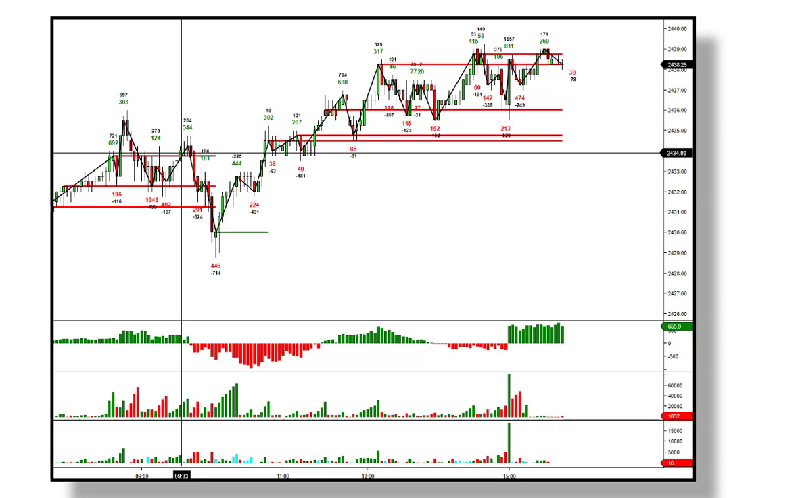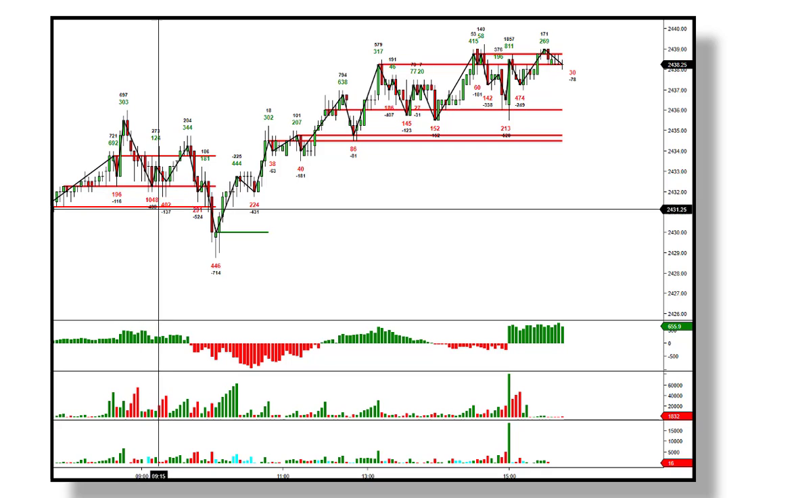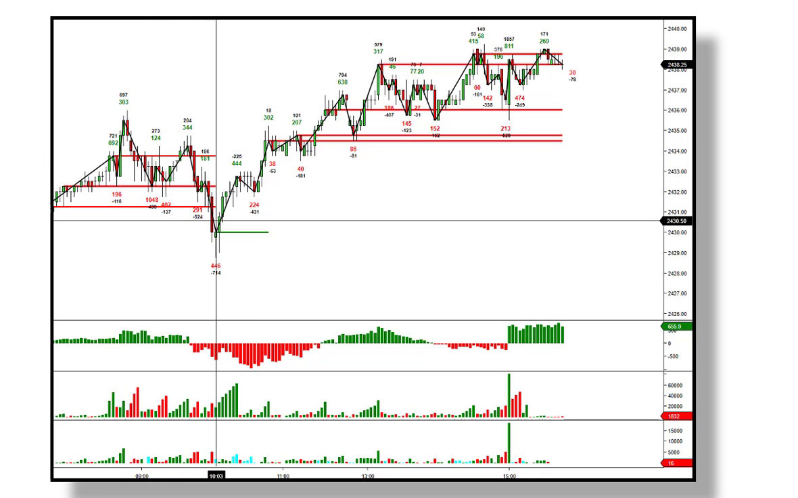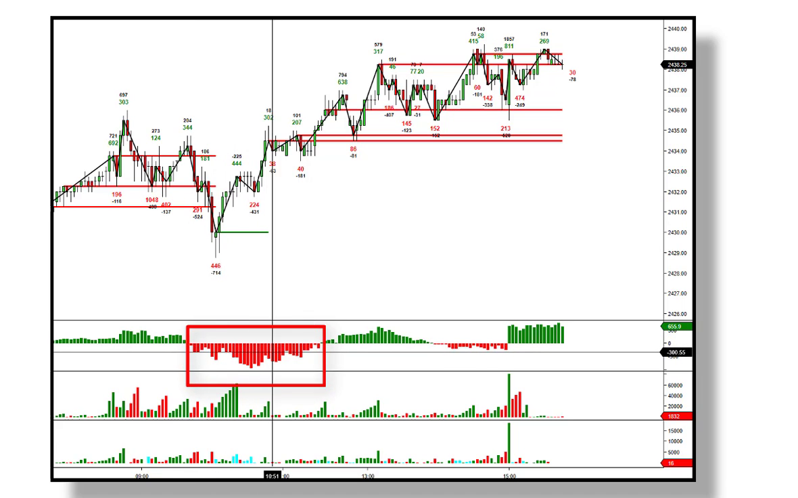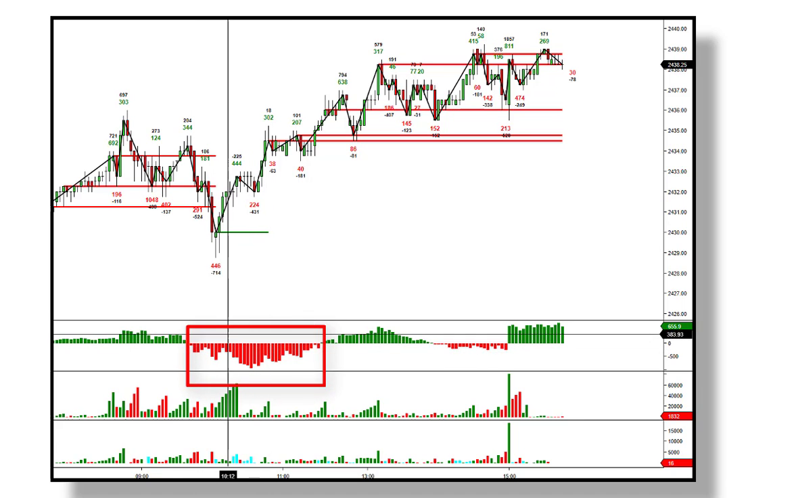Now you can start to appreciate on these up and down waves that supply is exceeding demand. That results in a breakdown. You can visually see that in the cumulative delta that's present. So there's a selling imbalance.